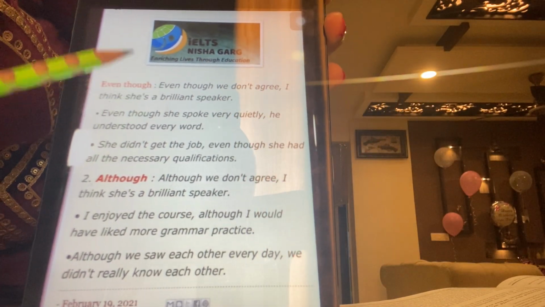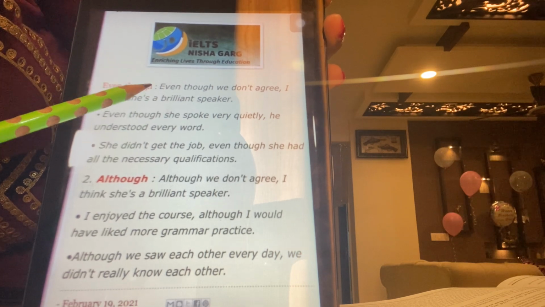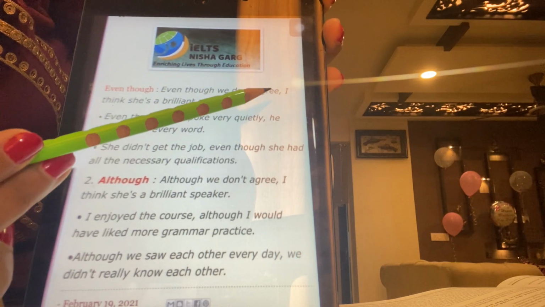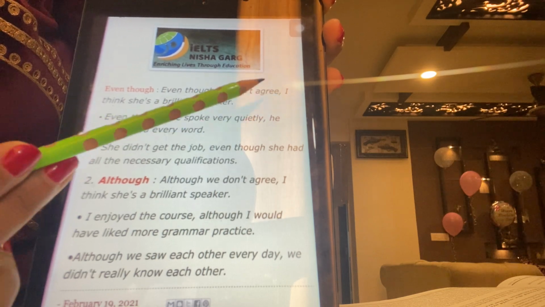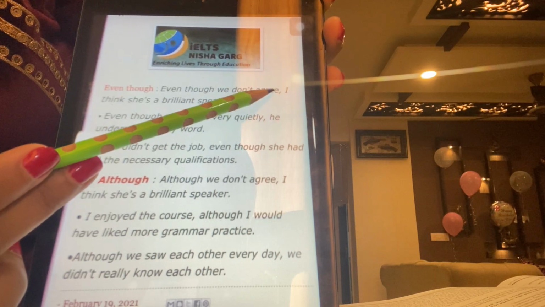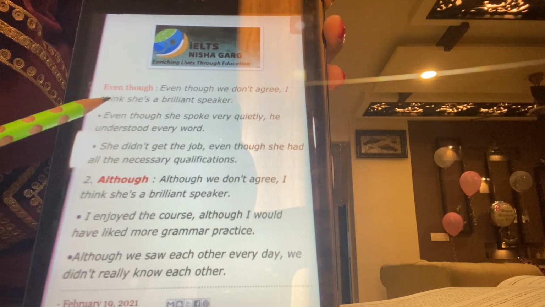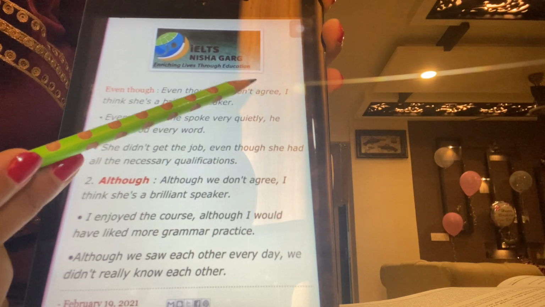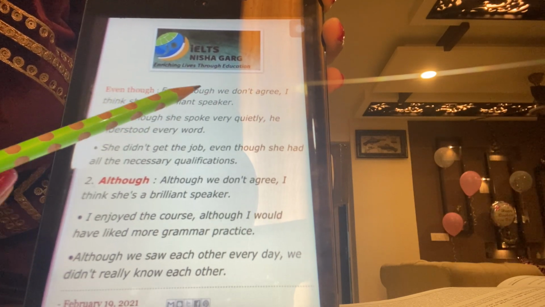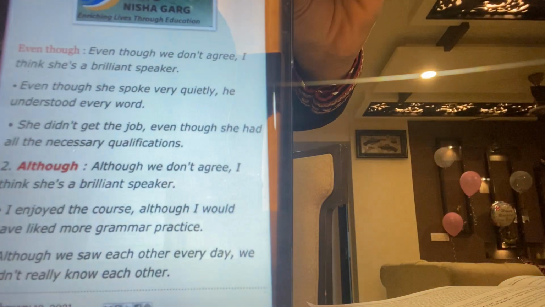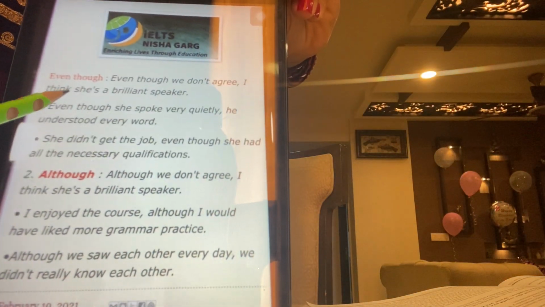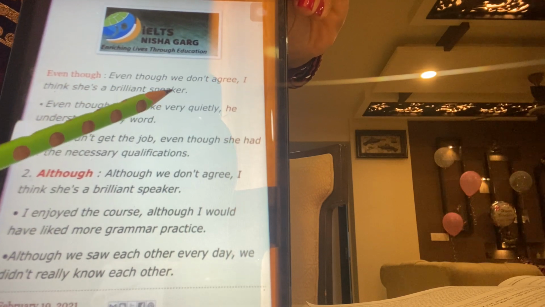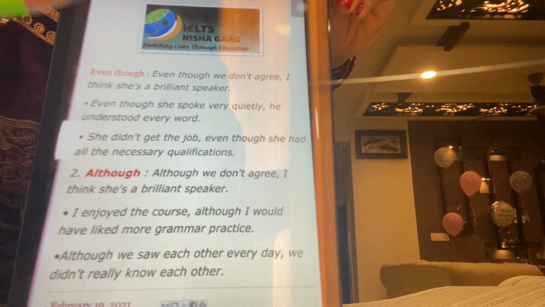So the first example is: Even though we don't agree, see here is a comma, that's the first sentence, and then there is a comma, I think she is a brilliant speaker. Now what can we make out from this sentence? Even though we don't agree with each other, I think she is a brilliant speaker. So that's a perfect example of even though.